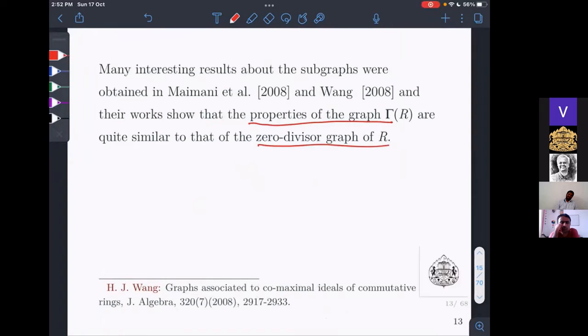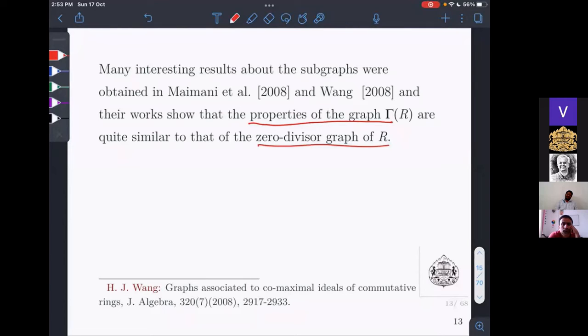This was the main observation, and this, what you can say, triggered our idea. If you look very carefully, co-maximal graphs are weakly perfect, whereas the zero divisor graphs of non-reduced rings particularly need not be weakly perfect. That means the chromatic number is not the same as the clique number.